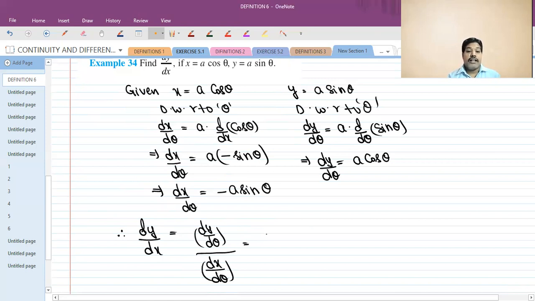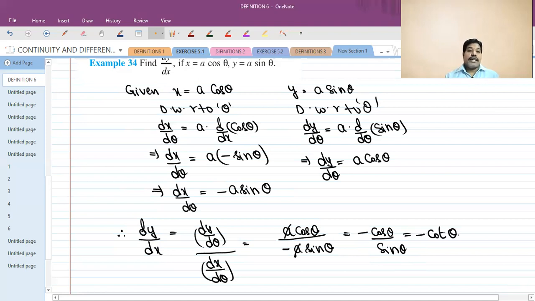So the dy by d theta value is nothing but a cos theta, divided by dx by d theta, which is nothing but minus a sin theta. a will be cancelled, students. So you will get minus cos theta by sin theta, so it will become minus cot theta.